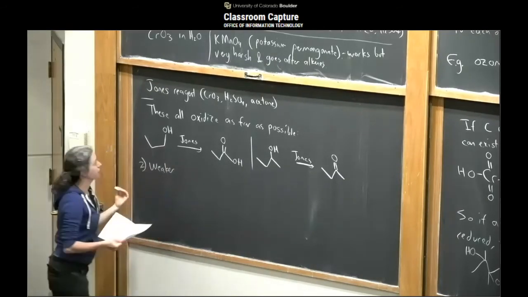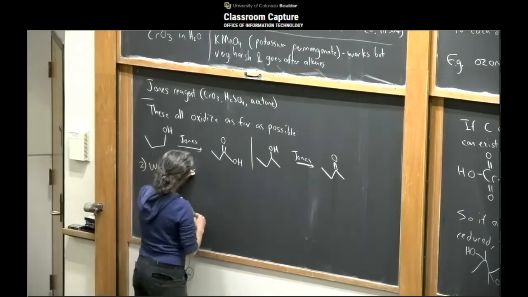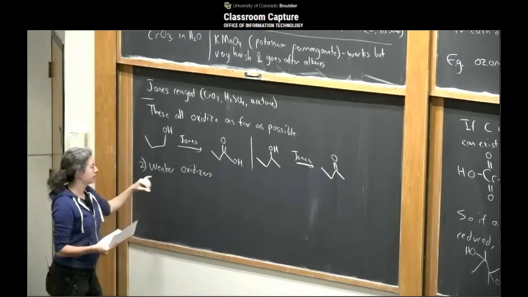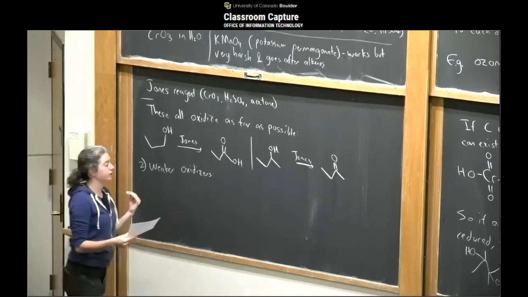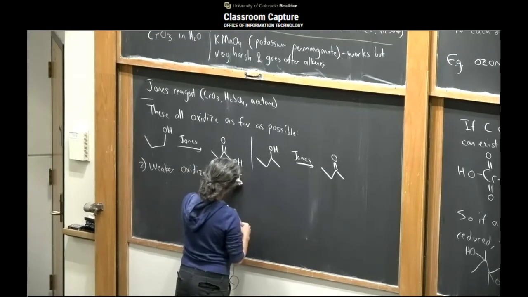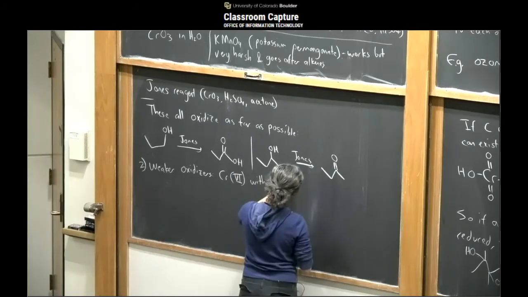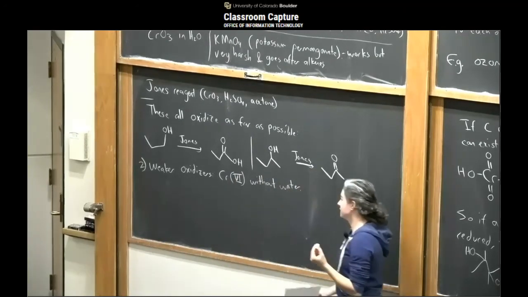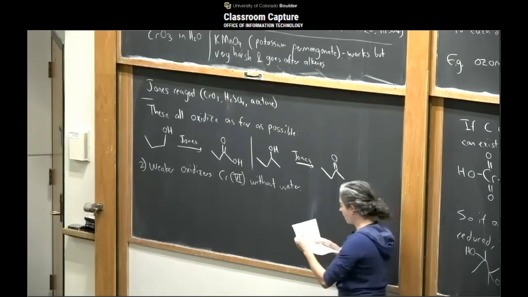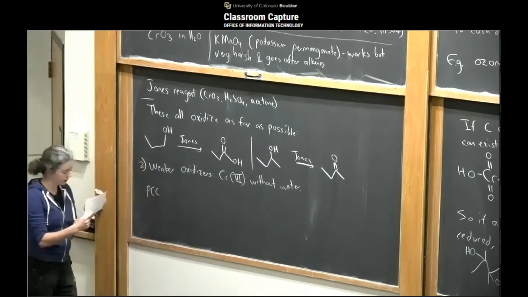Okay, so the other category that we're going to look at is weaker oxidizers. These are chromium-6 that will dissolve without water. So you need a couple different special forms of chromium-6 for them to actually be soluble in something other than water. The most common one is PCC, which is short for pyridinium chlorochromate.